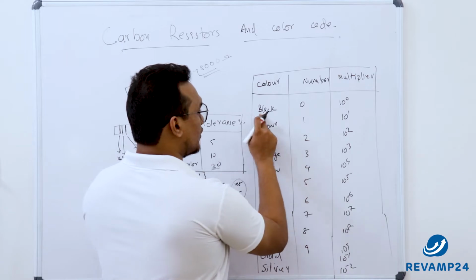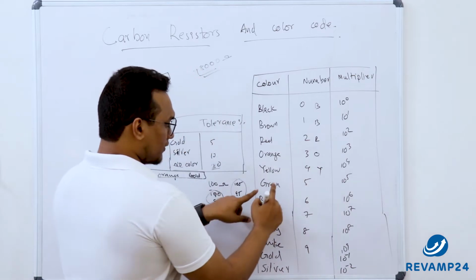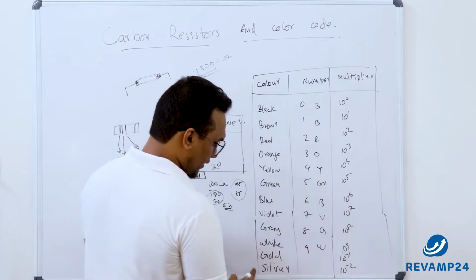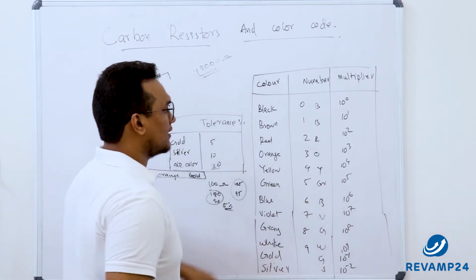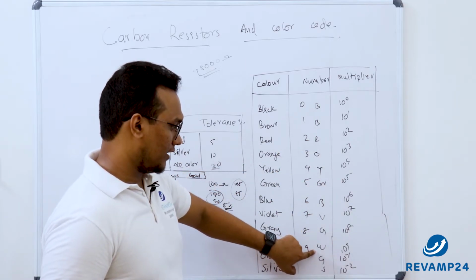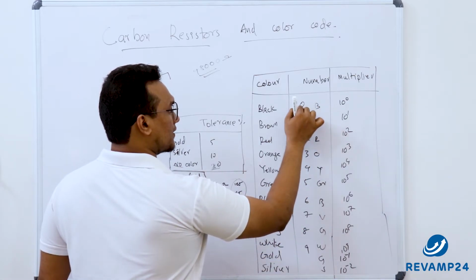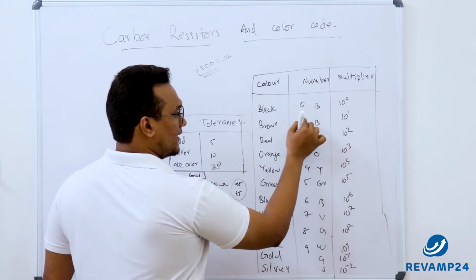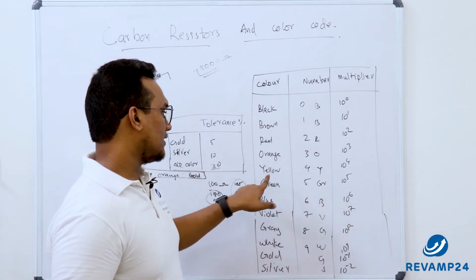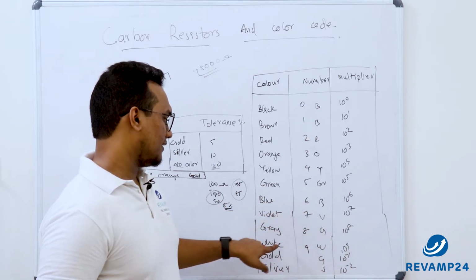You can memorize it as: B B ROY of Great Britain has a very good wife wearing gold and silver necklace. So this way you can mark the values: black is 0, brown 1, red 2, orange 3, yellow 4, green 5, blue 6, violet 7, gray 8, white 9.